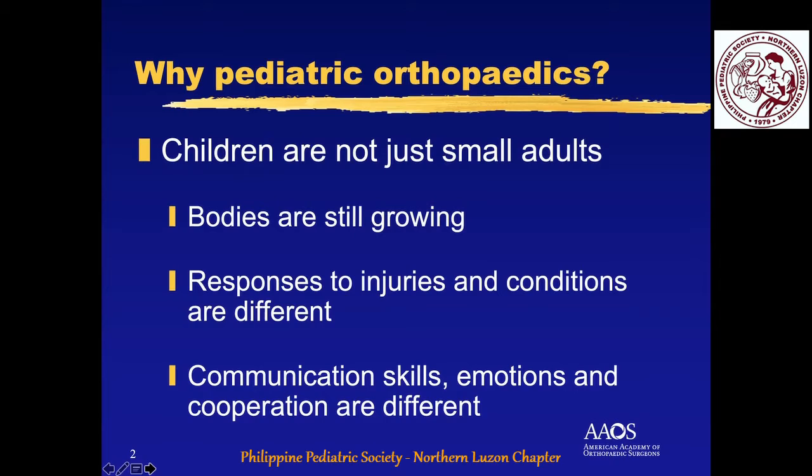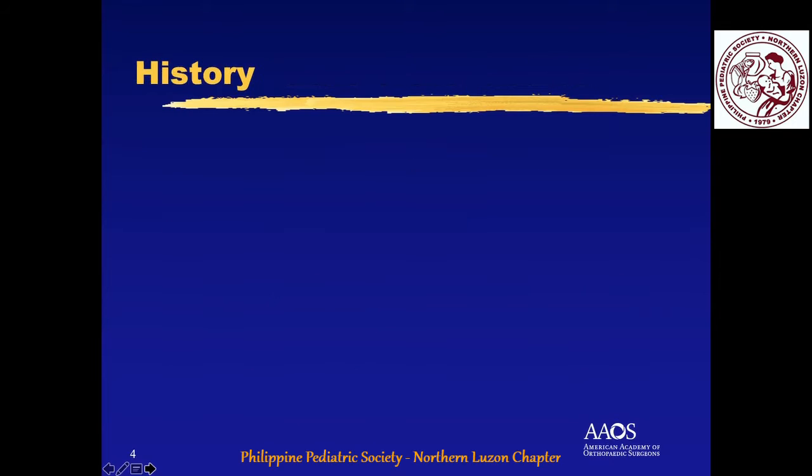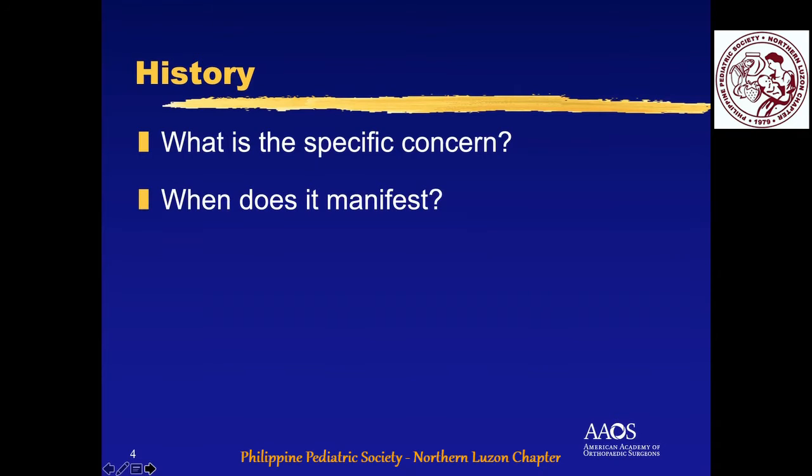And perhaps not the least, we all know that when you talk to children, you're not just dealing with the children themselves, but also with their parents. And a lot of times, a lot of the concerns with lower extremities have to do with the parents' concern about their children's condition. So what is important for us to note when we take history of patients with lower limb problems? We'd like to know what is the specific concern. Is it pain? Is it a limp? Is it an asymmetry or a deformity noted by the parent? When does it manifest? Does it happen all the time when the child is walking? After an injury happened?